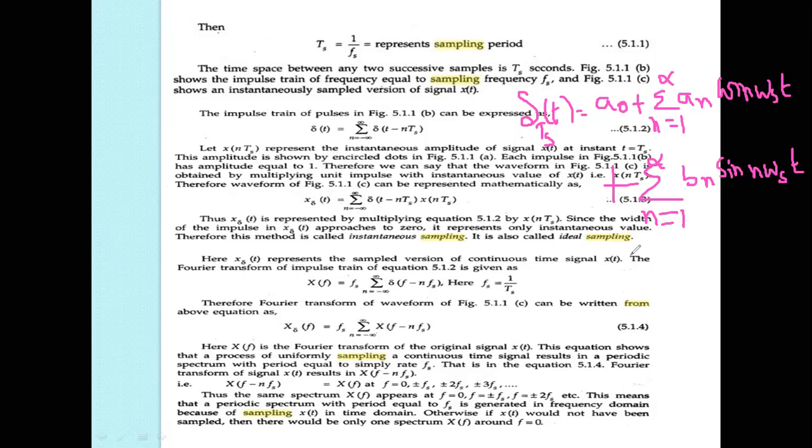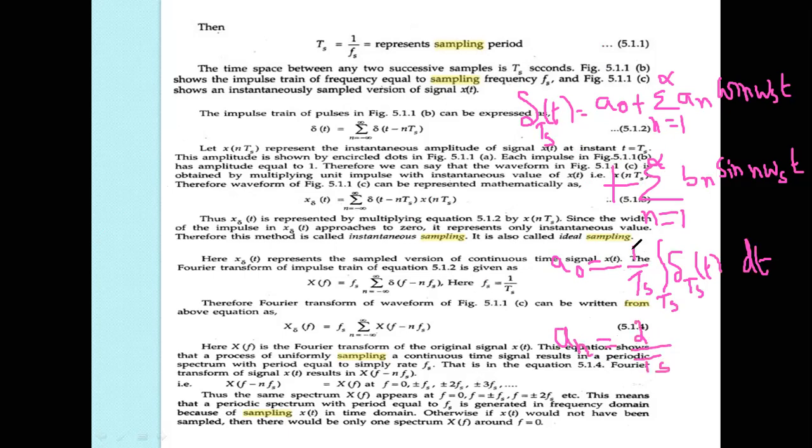This is the equation of the trigonometric Fourier series for the delta. If I take the delta of t instead of x of t, delta Ts of t is equal to a naught plus the sum of n is equal to 1 to infinity an cos n omega s into t, plus the sum of n is equal to 1 to infinity bn sine n omega s into t, where a naught is equal to 1 by Ts integral, because it is a sampled time, delta Ts of t dt, and an is equal to 2 by Ts.